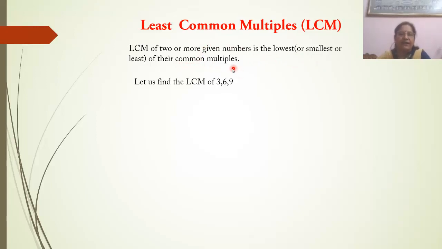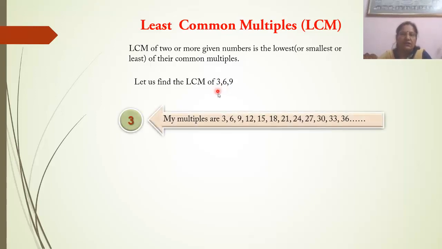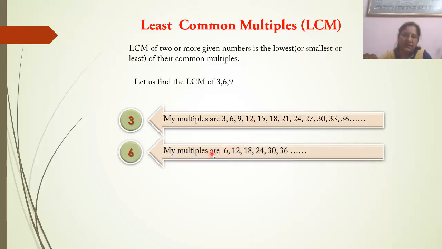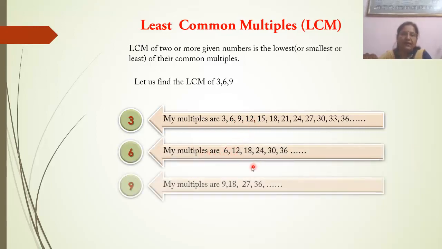Let us find an example. We will take one example: 3, 6 and 9. Three numbers we are taking, and we will find out the LCM of 3, 6 and 9. What are the multiples of 3? Multiples of 3 are the table of 3: 3, 3 2s are 6, 3 3s are 9, 3 4s are 12, etc. Similarly, the multiples of 6 are the table of 6 and the multiples of 9 are the table of 9.